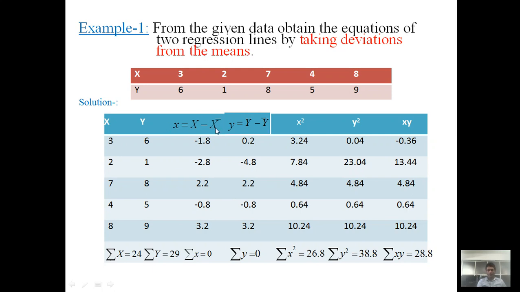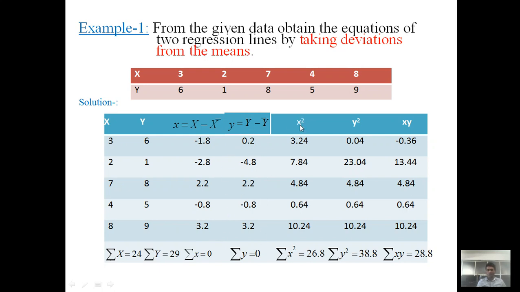So once we have the value of x bar, that is the mean value, and y bar, we have to make a column small x and small y. Small x and small y just show the deviation with respect to x and y. So it is the actual data 3 minus its calculated mean, so it gives minus 1.8. Then 2 minus the value of x bar, that is the mean, so it gives minus 2.8, and so on. 8 minus x bar gives 3.2. Similarly, we have to obtain this column.